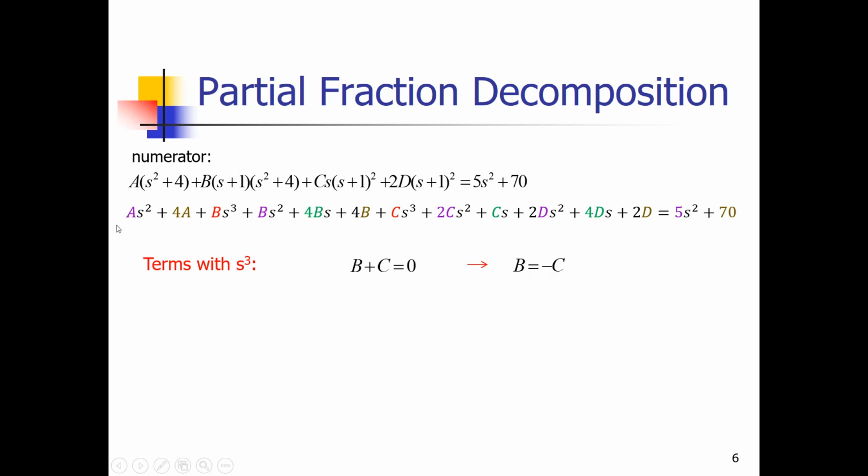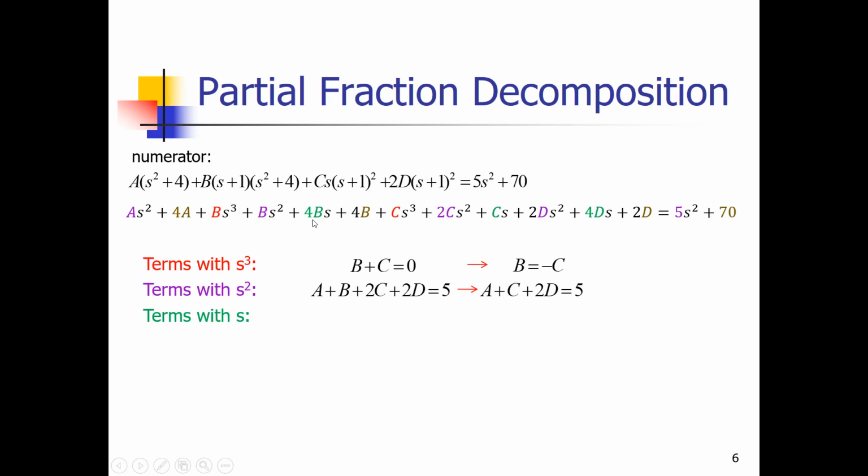We do the same for the parts with s squared. We have a times s squared, b times s squared, 2 times c times s squared, plus 2 times d times s squared. So a plus b plus 2 times c plus 2 times d are equal to 5. So that is written over here. Well, we notice that b is minus c, so we can fill that in over here. Then we get a plus minus c plus 2 times c plus 2 times d is 5, so we get a plus c plus 2 times d is equal to 5. Now let's do the same thing with the parts which have an s in the fraction, or in the part of the equation.